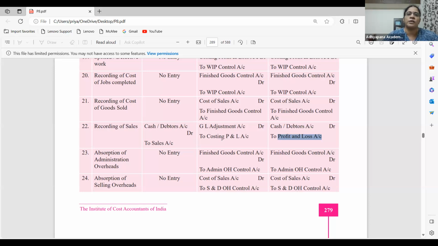And in costing books, if you are to post an entry, items of financial nature like cash, debtors, creditors, assets, all that will be posted to the general ledger adjustment account. In some books, they show it as cost ledger control account. Both mean the same.